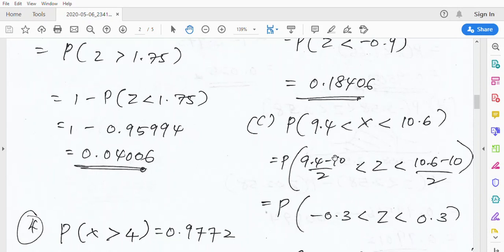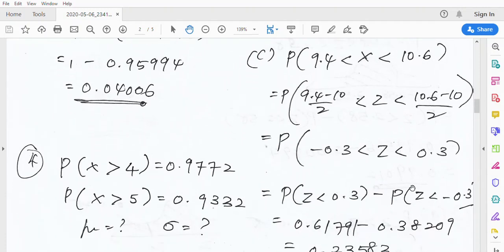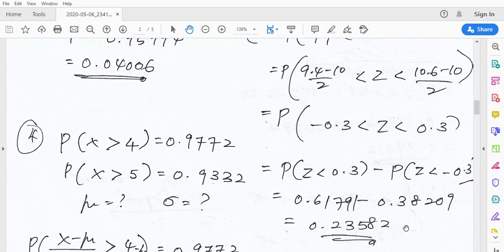Then we go for the C, which is the probability between 9.4 to 10.6. So we need to use the same technique and transfer it into z, and then this one, don't forget to minus the mean divided by sigma. So we will get negative 0.3 less than z less than positive 0.3. So we will get the probability simply by minusing, so that we can discard the right hand side, which is below the negative 0.3. So minus it, we will get the between probability, which is 0.23582. Okay.